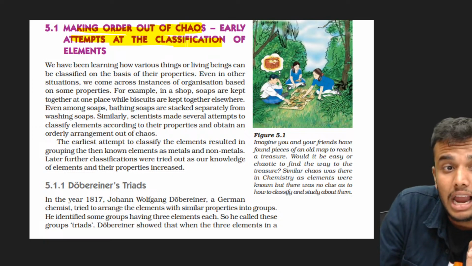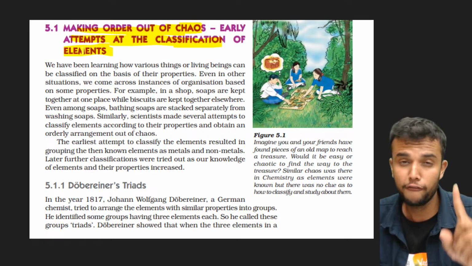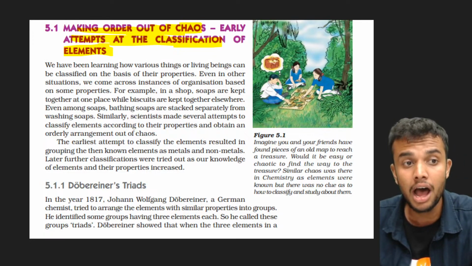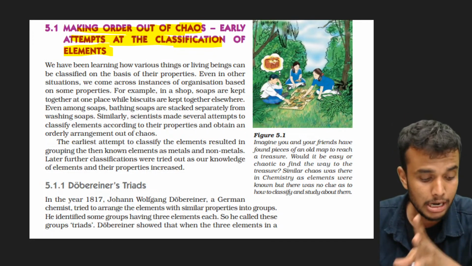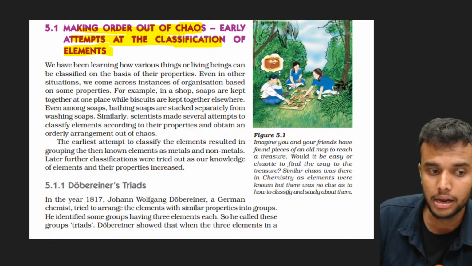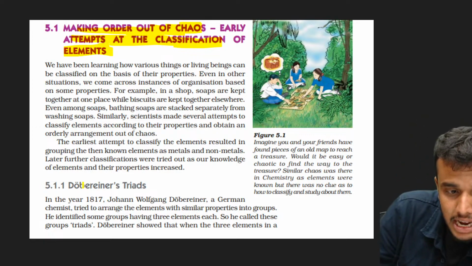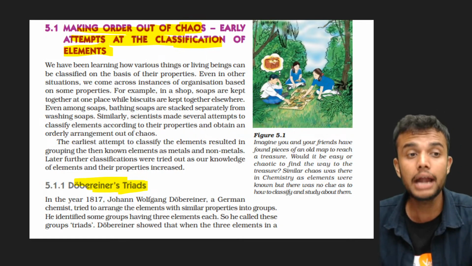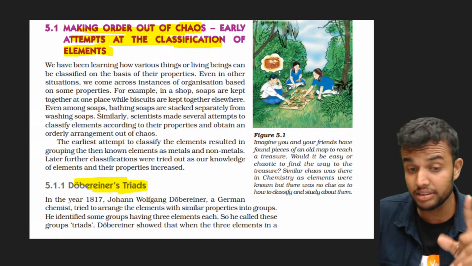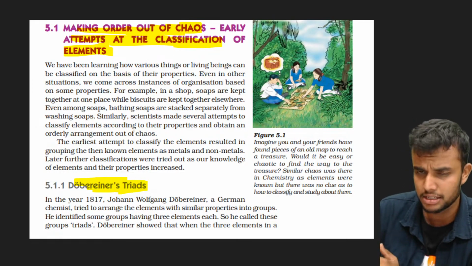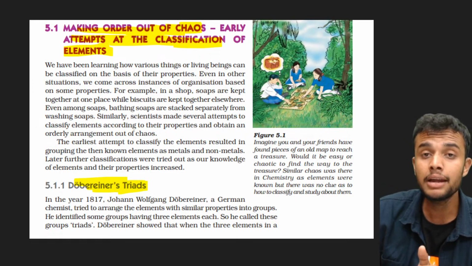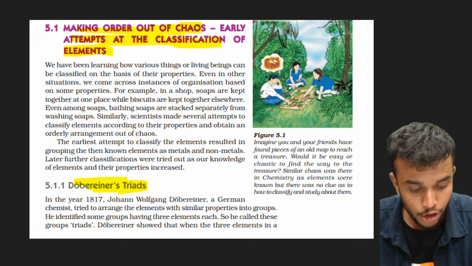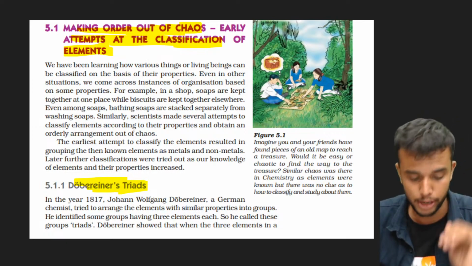After this, first let's start with making order out of chaos: early attempts at the classification of elements. Who came first to attempt the periodic classification of elements or periodic table? The first ever scientist, Dobereiner, is there now. He is the first scientist who came early to attempt the classification of the periodic table. What did he do related to the classification of the periodic table?